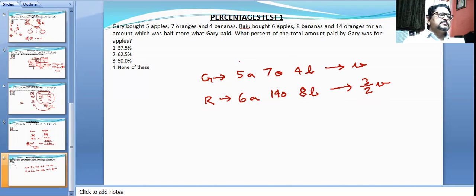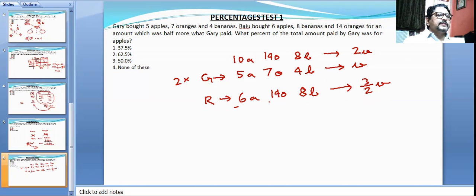Now let us solve these equations. Multiply this by 2 and subtract it from this part. So on multiplying, what do we get? See, 14O, 8B, and 10A, and that will be equal to 2V.